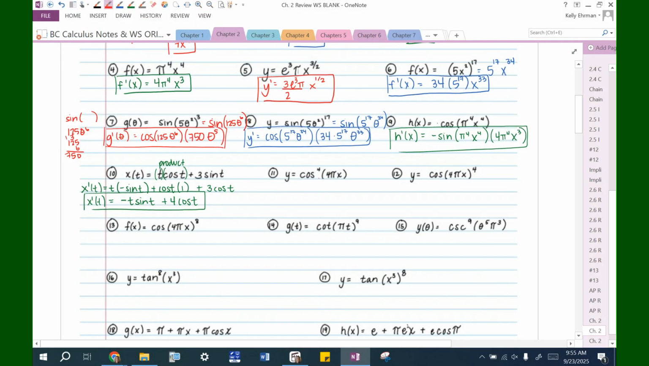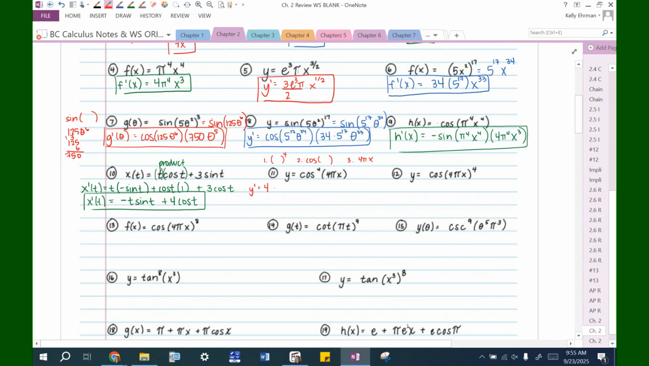Now on this one, the 4 is on the cosine. So we have something to the fourth. That's the first thing to do. And then the next function is cosine of something. And then the innermost function is 4 pi x. So when we find y prime, first thing to do is take care of the power rule.